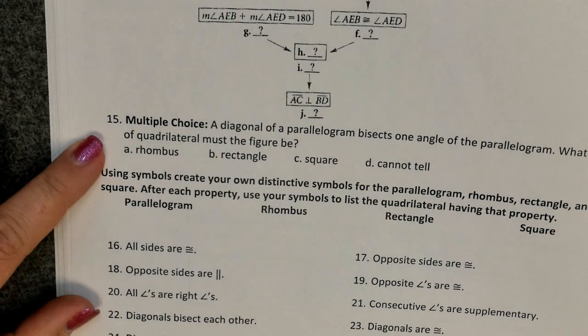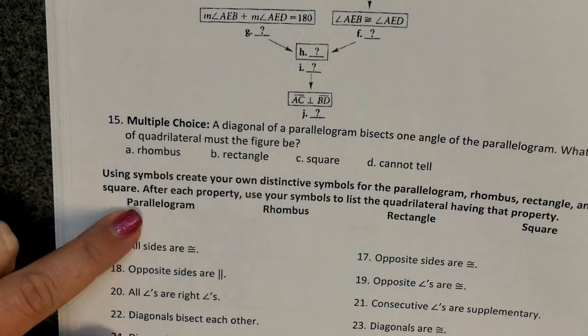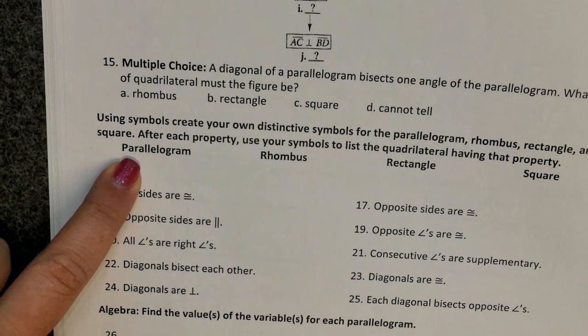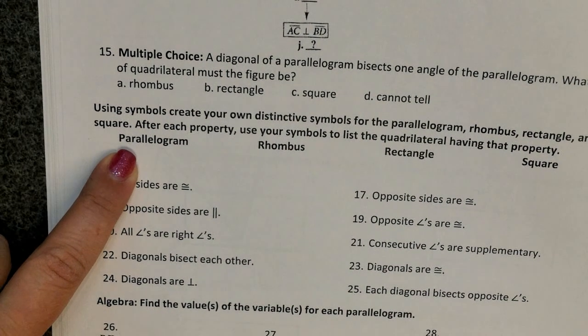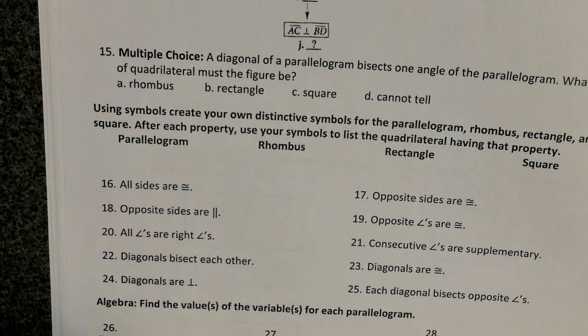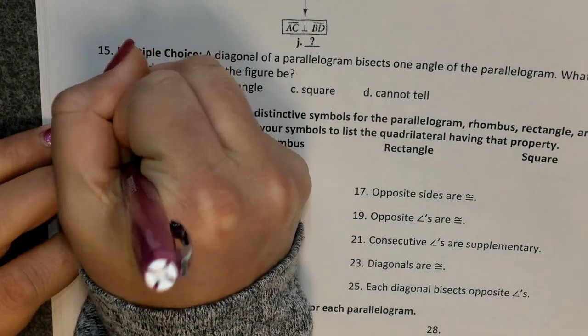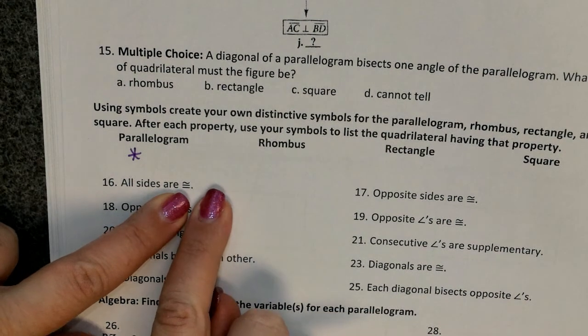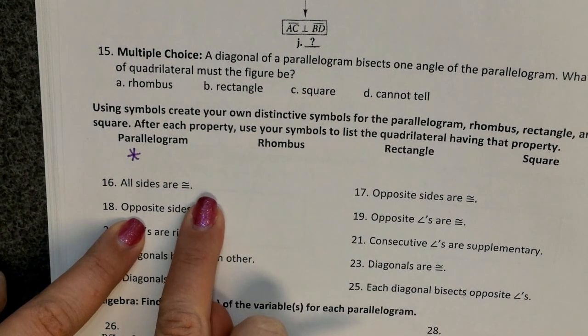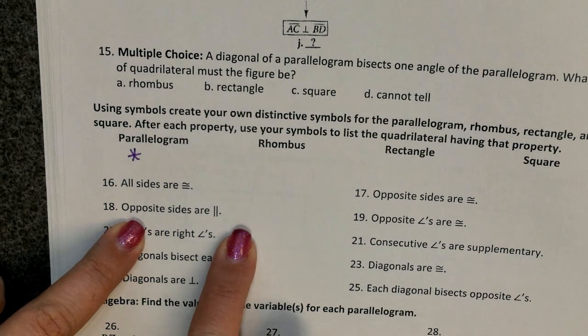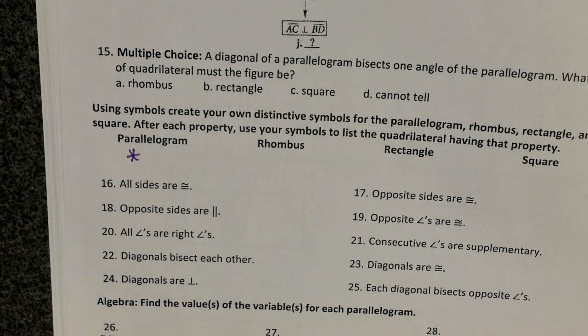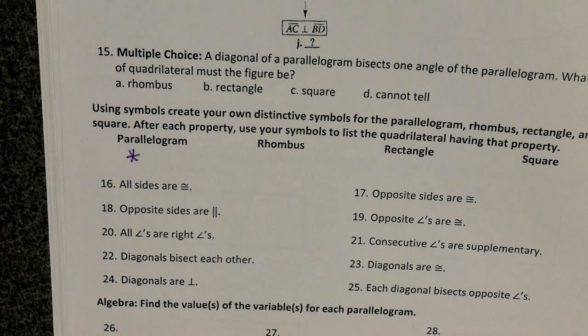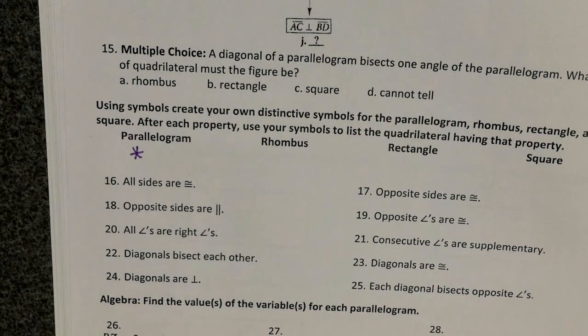You have a multiple choice question, no big deal there. For these, it says to create a key, okay? So all that means is like maybe you want one of these, maybe a parallelogram will be a star. And then you go through and you say, okay, all sides are congruent. Is that a parallelogram? Yes or no? Put a star or don't put a star. Maybe your next one's going to be a heart or a diamond or, I don't know, whatever you want, okay? But that's what it means by create a key.